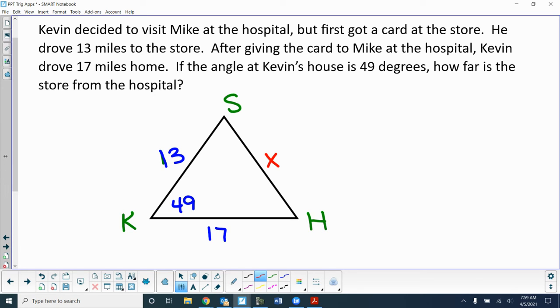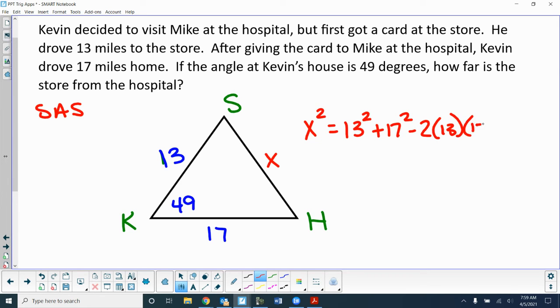So we got a side angle side situation. So what law are we going to have to use? Sine or cosine? Cosine, right? All right, so we're going to look for that side. So we're going to make that here. And then we're going to take the two other sides and add them. And then 2 times those two sides, cosine of the angle, which was 49. That makes sense? Setting it up?